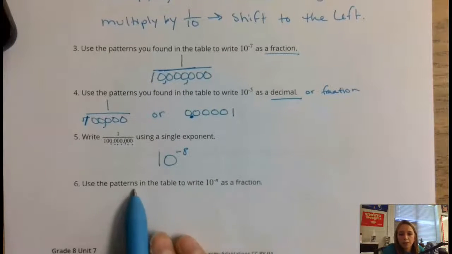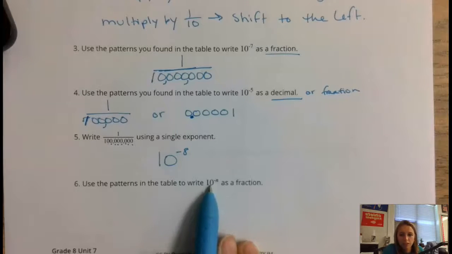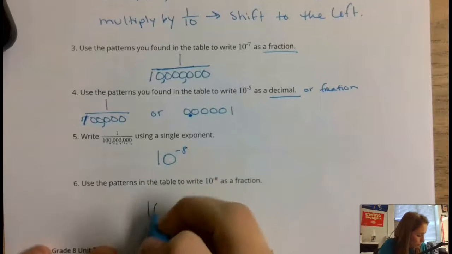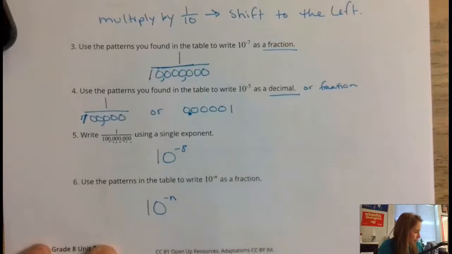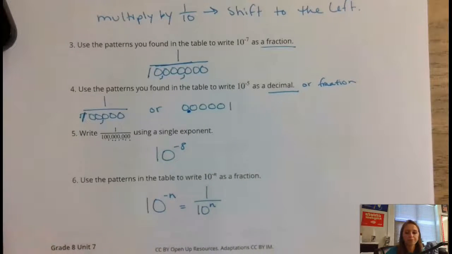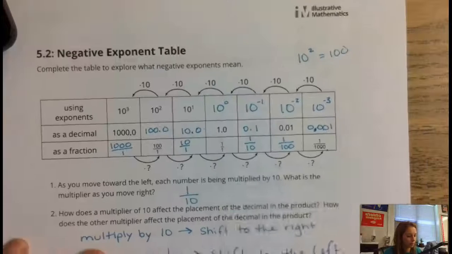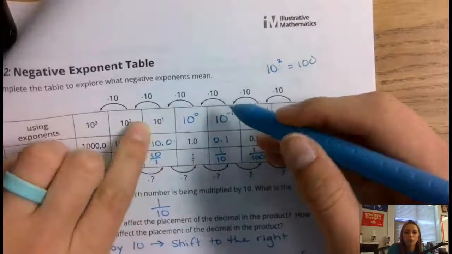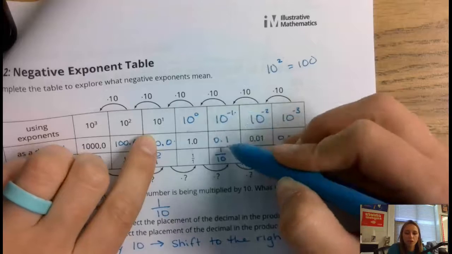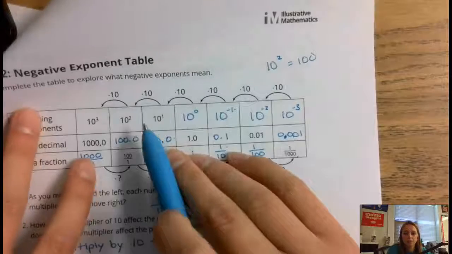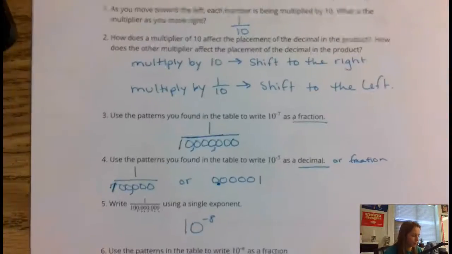Now it says use the patterns in the table to write 10 to the negative n as a fraction. So what we'll do is write 10 to the negative nth power as equivalent to 1 over 10 to that nth power. Right here, 10 to the 1 would be 10. Well, if we have 10 to the negative 1, it would then be a fraction. So whatever it is positive, it is just flipped into the denominator when it's negative.